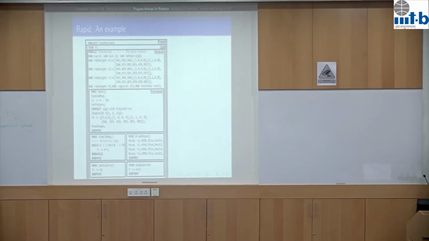And then it does some initialization. Then it calls another procedure called set to 0. And then if there is an interrupt, you call this error message, which will trap. It's like a try-catch kind of thing that you can think of, but written for Rapid. And then it will do something. And then finally, it will call this draw shape, which will draw maybe a square or a rectangle here. So this is how a Rapid program looks.